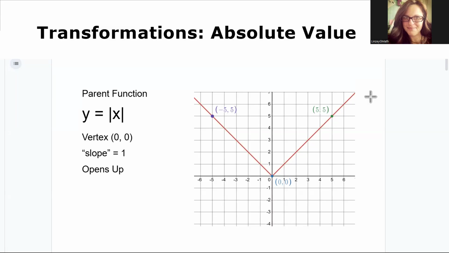Welcome to our session on transformations of absolute value. Here we have the parent function, the absolute value of x. Our vertex is (0, 0).